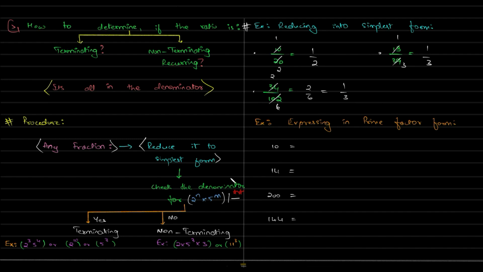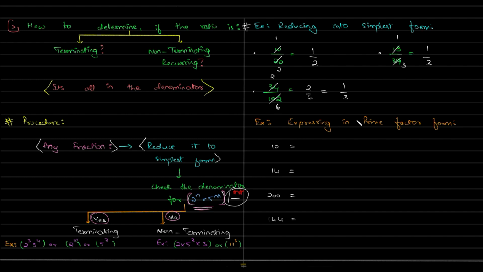Once you reduce it into simplest form, then check the denominator. If it's in the form of 2 to the power of n into 5 to the power of n only, and here I put an important sign, you need to understand what 'only' means. If it has only this set of numbers, then the fraction is terminating. If not, the fraction is non-terminating.